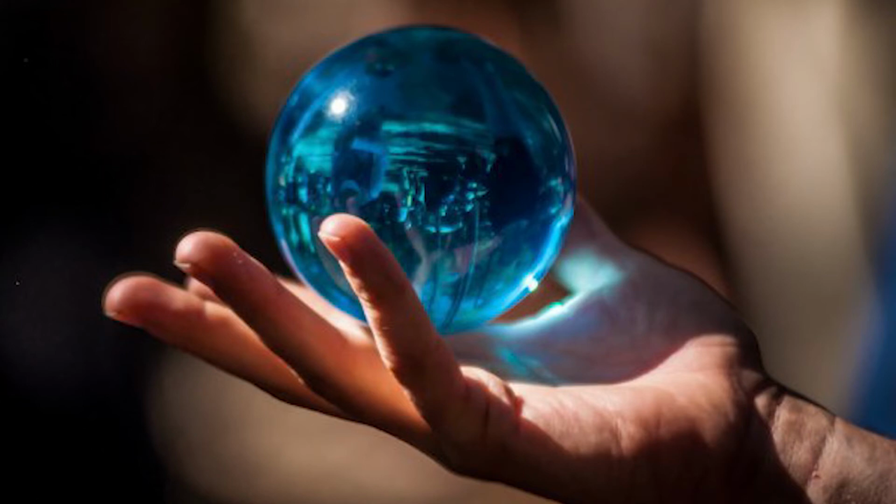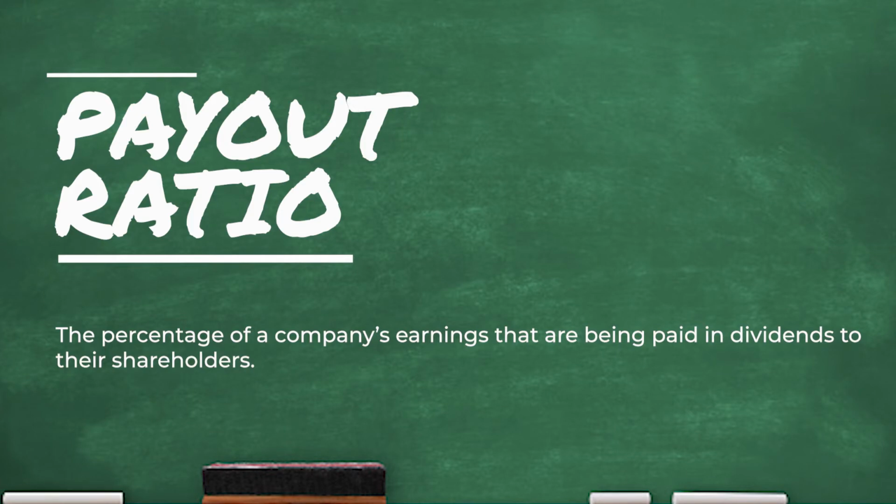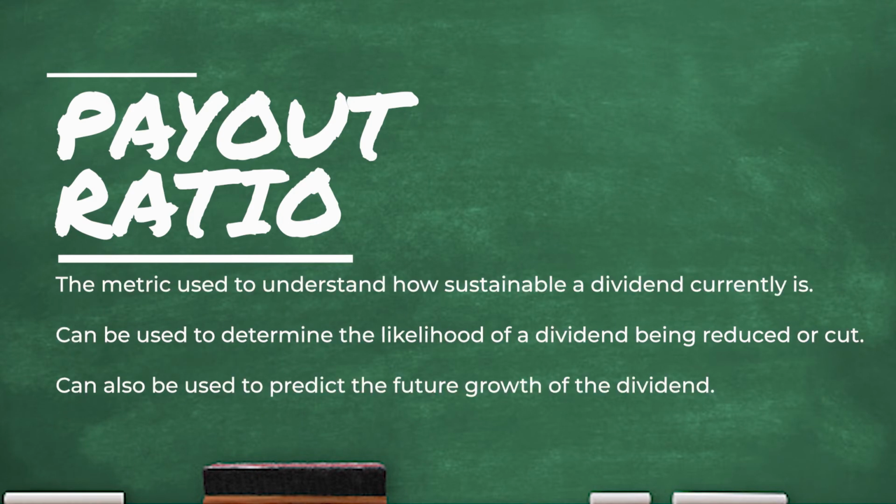Luckily, there is another metric called the payout ratio. This is extremely easy to find online and simply means the percentage of the company's earnings that are being paid out in dividend payments to their shareholders. The payout ratio is a key financial metric used to determine the sustainability of a company's dividend payment.